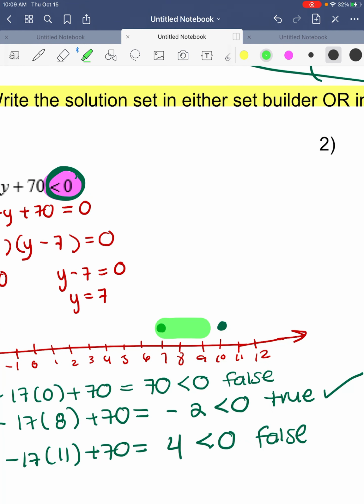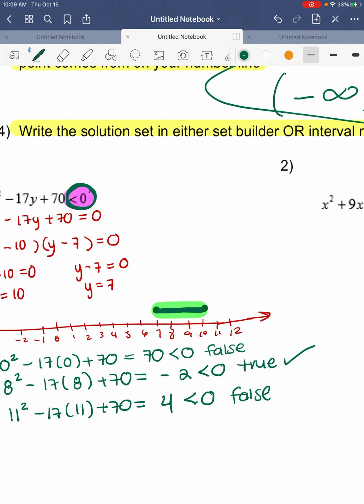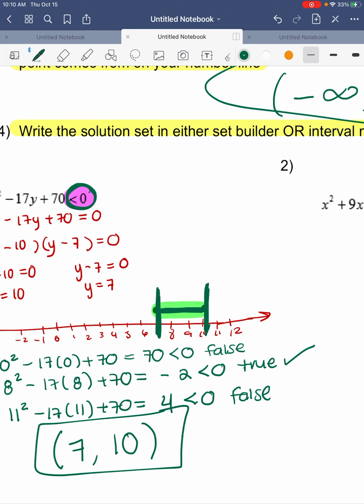So that means that this region right here is the solution. Not only the 8, guys, everything that is in that region will work. So how do I write my solution? My solution is from this dot to this dot, that is from the 7 to the 10 in parentheses. Nothing else, because nothing else worked. Only that middle region works, so this is the answer, (7, 10).